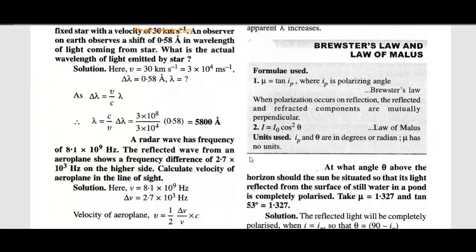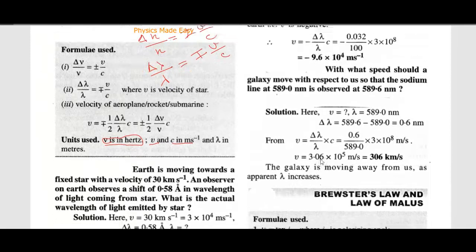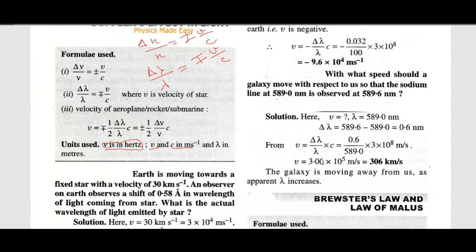No issue at all. A radar wave has a frequency of this. The reflected wave from an aeroplane shows a frequency difference of this. Delta nu is given and nu is given. Again, a very easy question. Now, only one thing is to be noticed. Here, radar. When we use a radar, in the velocity of aeroplane, rocket or this, a factor half comes. This is to be noticed.